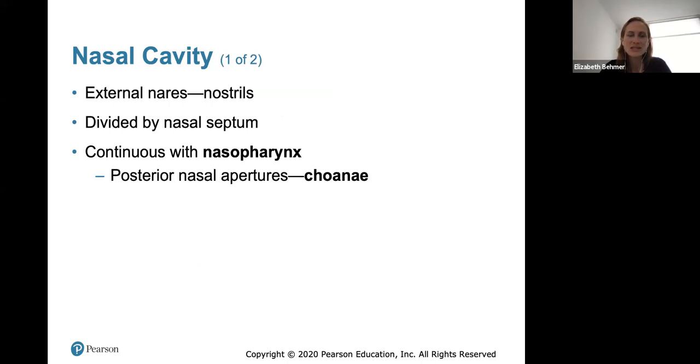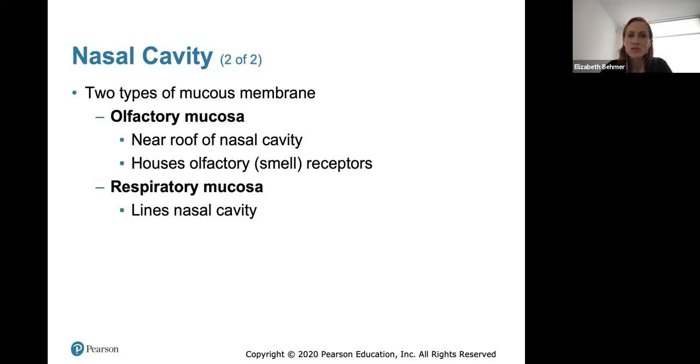The nasal cavities: the external nares are your nostrils. They are divided by a nasal septum. It's continuous with the nasopharynx, which is the part of the throat in the back of the nasal cavity. And there's posterior nasal apertures called choanae. There's 2 types of mucous membrane, the olfactory and respiratory mucosa in the nose.